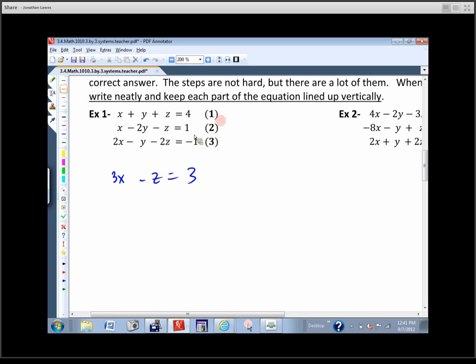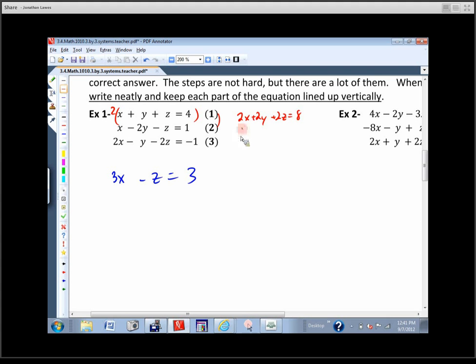Okay, so I'm going to do this in red. I'm going to take equation 1 and 2. I'm going to take equation 1 and multiply it by 2. And here's what I get. I'm going to write this off to the side. So I'm going to get 2x + 2y + 2z equals 8.